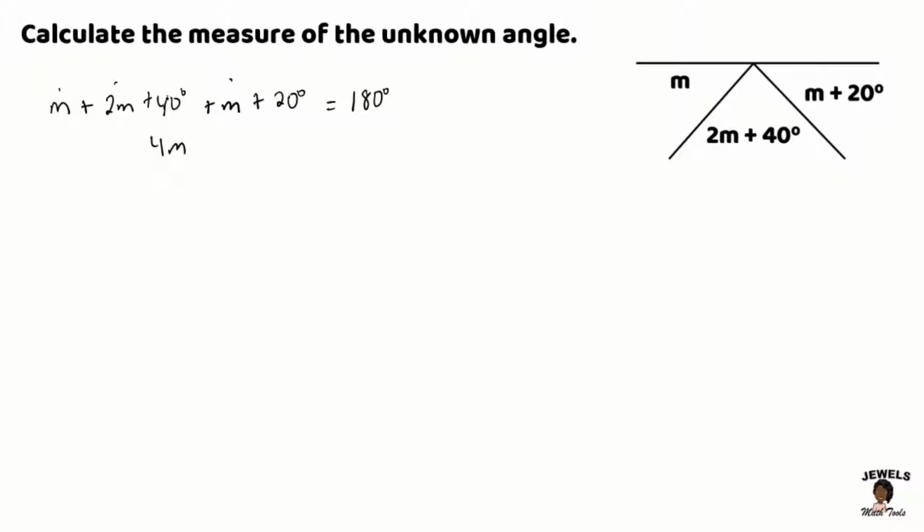Now we're going to be adding 40 degrees plus 20 degrees, which is equal to 60 degrees. And we're going to return our 180 degrees back to our equation. Now we're going to collect our like terms again by subtracting our 60 from our 180 degrees. So 4m will equal 180 degrees minus 60 degrees, which will equal 120 degrees.